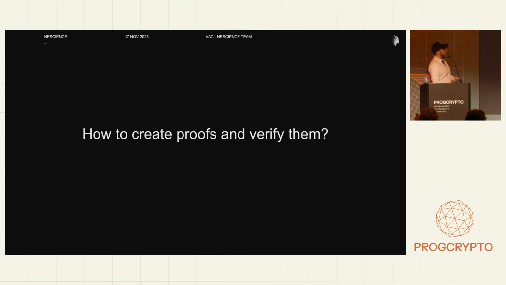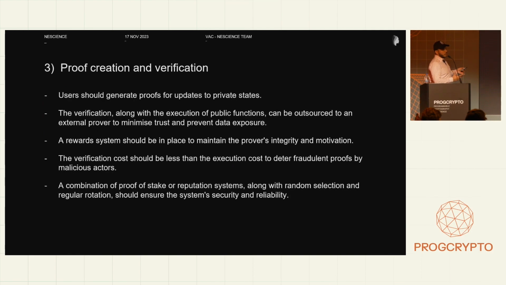And then I will just talk a little bit about what we want to achieve with proof creation and verification. We want the user to be able to generate their own proofs. The verification and the execution of public functions will be assigned to an external prover, and this is because we want to prevent data exposure.